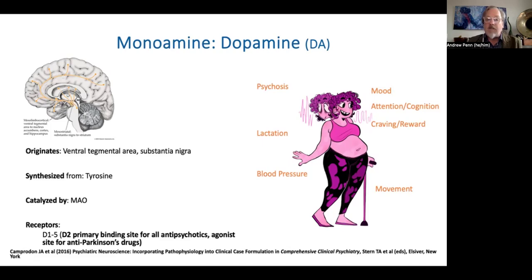We have 5 different receptor sites for dopamine. Mostly we're going to be talking about D2 because that is the target for most of the dopamine-blocking antipsychotic medications.